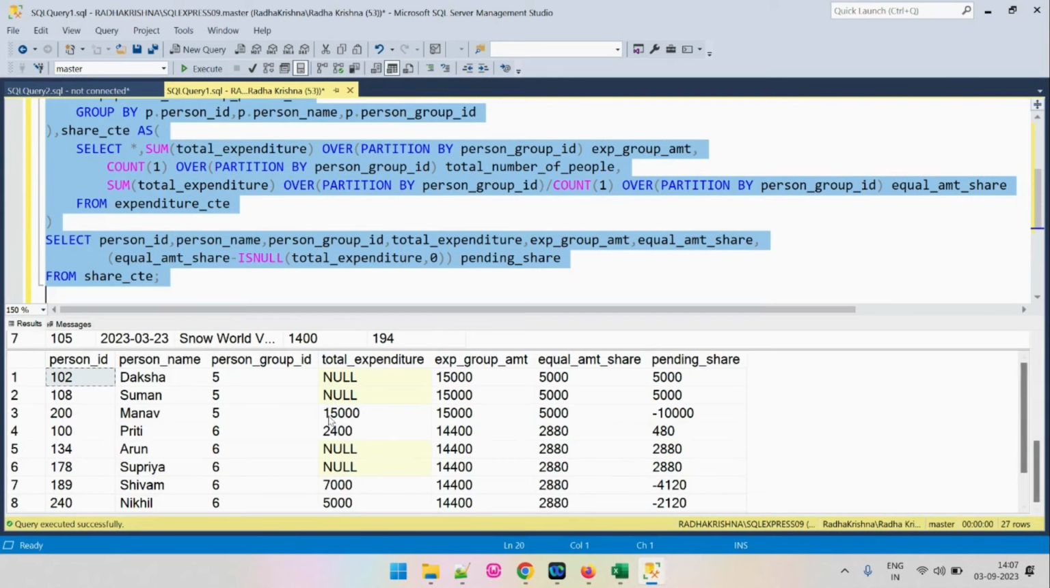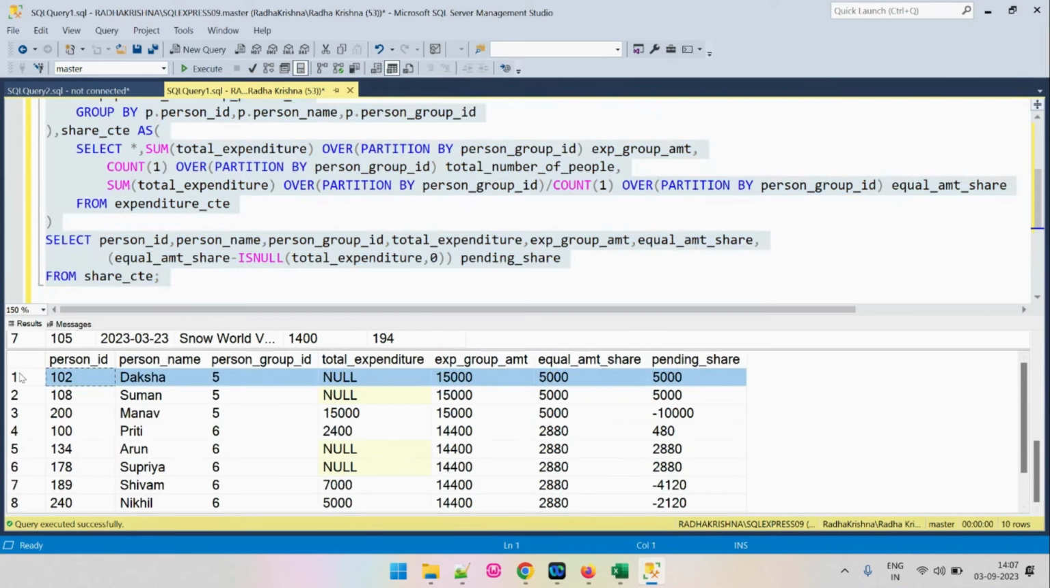So we have got the output. Now let's notice the behavior. In the first group, Daksha and Suman, the equal amount share is 5,000. So Daksha and Suman have to pay 5,000 each. And since Manav has already paid 15,000 and the equal amount share is 5,000, he is to receive 10,000.